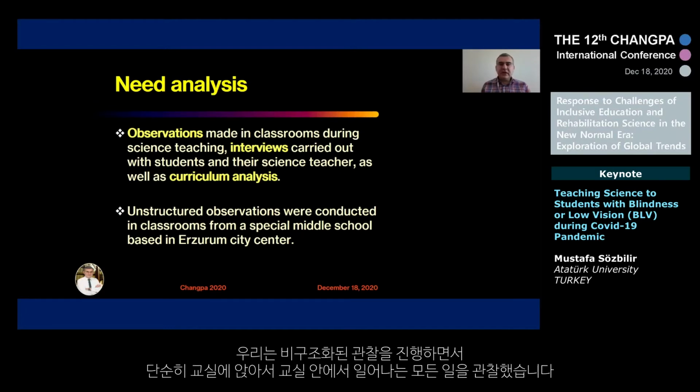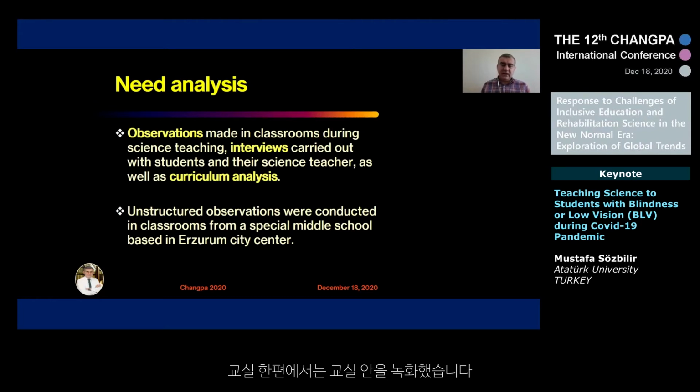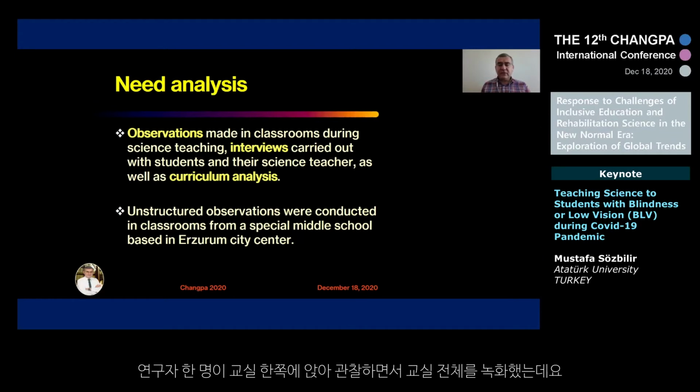The observations that we did were unstructured observations, which means we just sat down inside the classroom and started observing everything, what kind of things were happening inside the classroom. And also we recorded the classroom. One of the researchers was sitting inside the classroom observing, and on the other hand, we were also recording the classroom to do further analysis together as a research group in our city, which is Erzurum in Turkey.